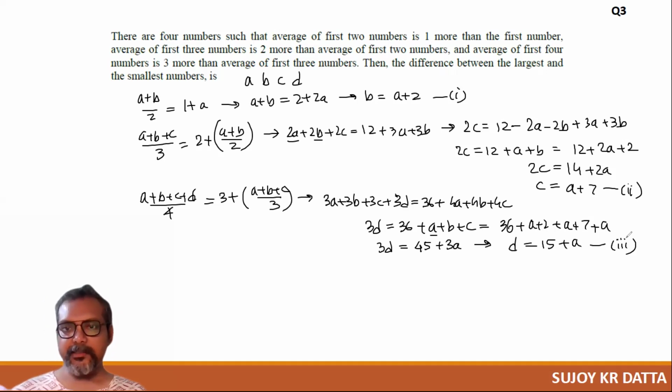They had basically asked us the difference between the largest and the smallest. Clearly, D is the largest and A obviously is the smallest. So the difference is 15. So the answer is 15. Let's go to the next one.